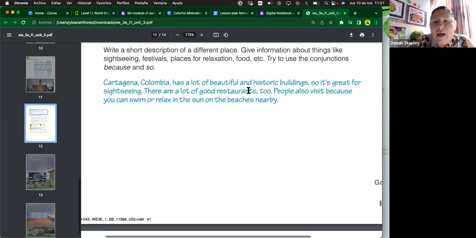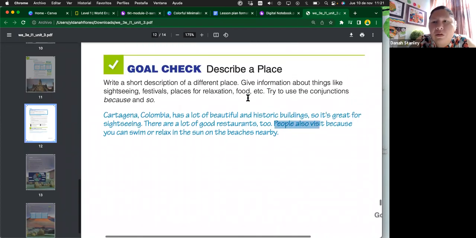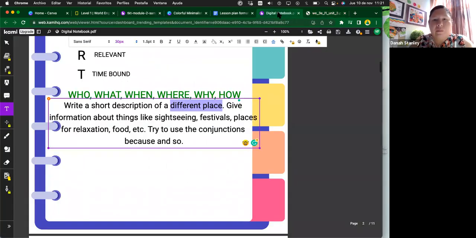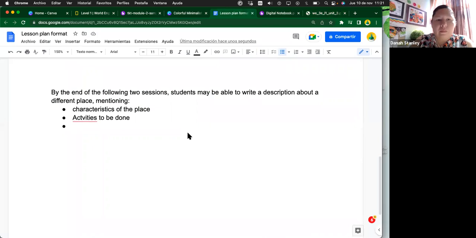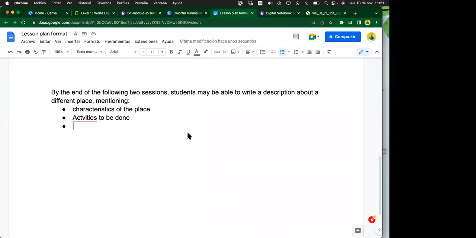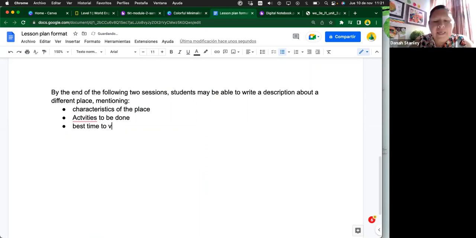Ok, pero people also visit. No, espérenme, ¿dónde estoy? Places for relaxation, food, etc. Yeah, food, yeah. Aquí will depend on how extensive you want the description to be. For example, if you consider that it's important to mention the weather, pues añádanlo.